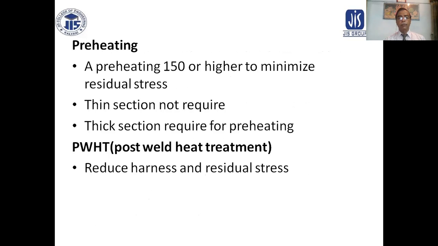Preheating at 150 degrees or higher minimizes the residual stress. Preheating is not required for thin sections, but it is required for thick sections. Post-weld heat treatment reduces hardness and residual stress.